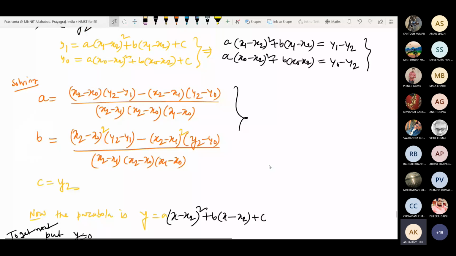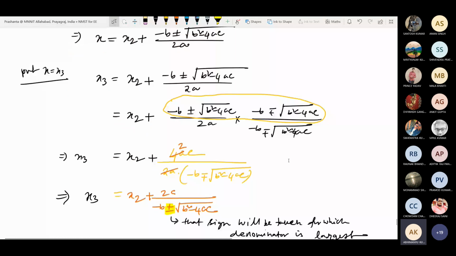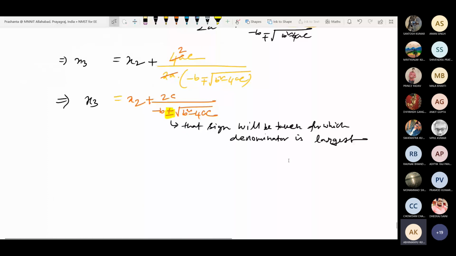Sir, you said the denominator should be largest. It means its modulus should be largest, no? Yes, you'll be taking that one for which the modulus of the denominator will be largest. If the negative sign gives a negative value, there is no problem, but the mod should be largest, to avoid computational error. Remember, if you divide any number by a small quantity, there is a huge chance of error, is it not? So to avoid that, we want to make it larger.